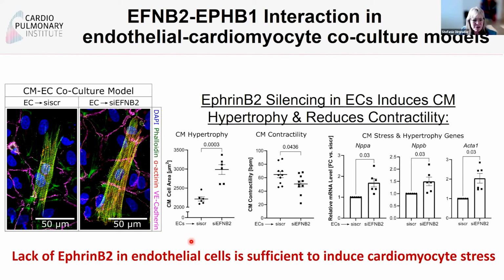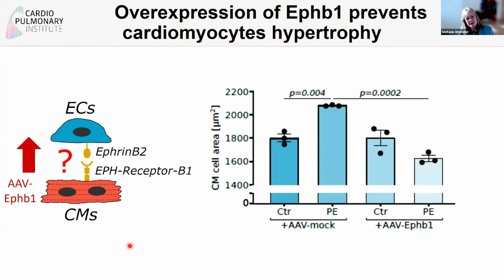And I will not have time to show you, but we also rescued this effect, suggesting that it's really the Ephrin-B2 in endothelial cells which is responsible for this pathway and for this response. So this would suggest that endothelial cells interact via this receptor, and the question was whether we can also rescue cardiomyocytes by augmenting the expression of Ephrin-B1. This would be a way for therapeutic development. So in the diseased heart, we could consider augmenting this receptor to restore function.